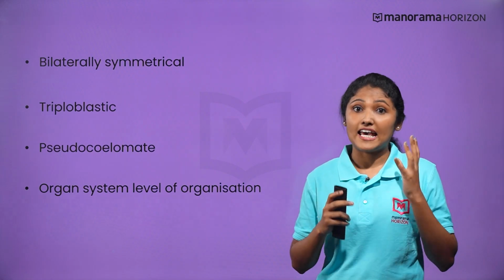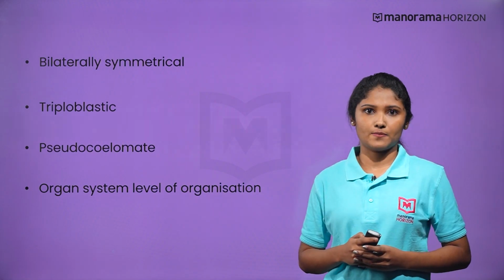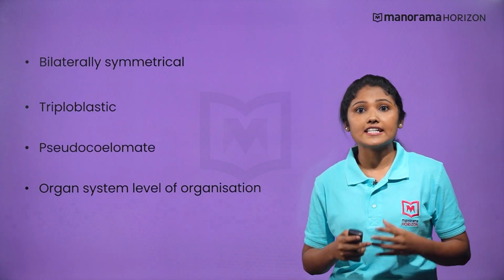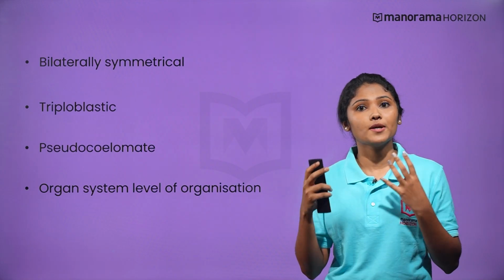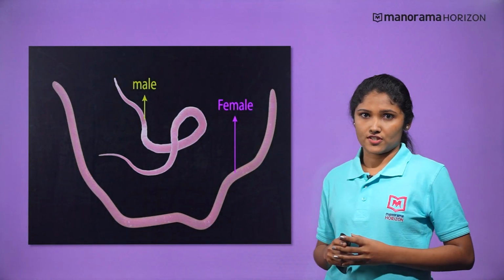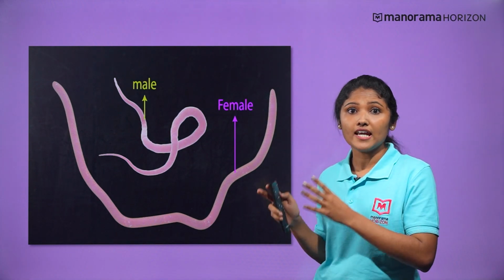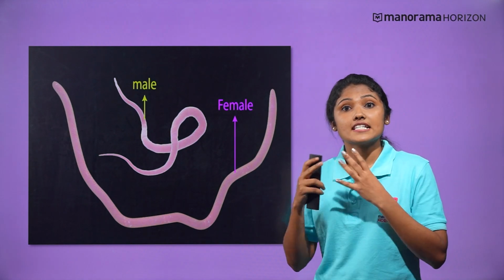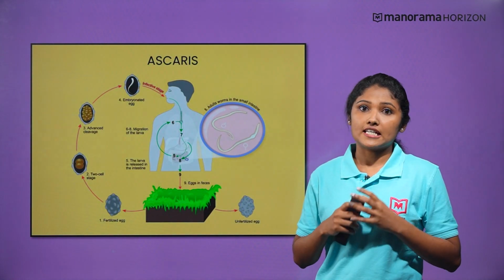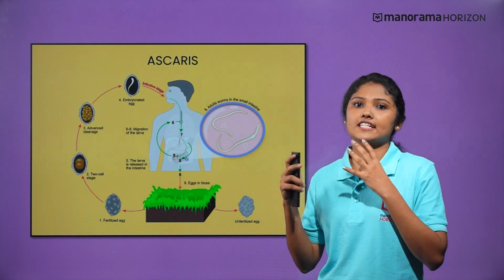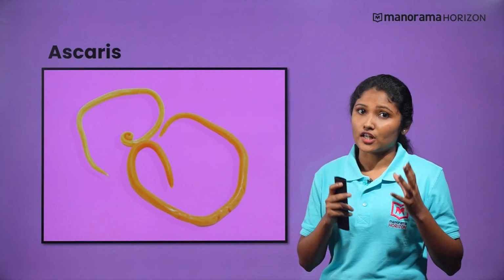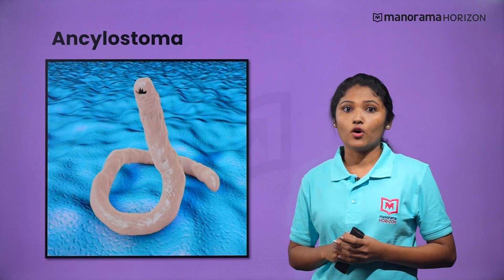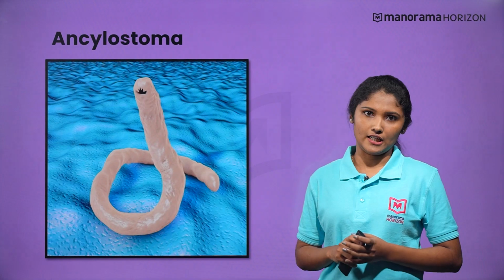They have a well-developed alimentary canal with a muscular pharynx. The excretory system possesses an excretory tube which eliminates waste to the outside via an excretory pore. They are dioecious. Here you can see that the female roundworms are larger than male roundworms. So the sexes are separate. Fertilization is internal with direct or indirect development. Ascaris or roundworm, Wuchereria or filarial worm, Ancylostoma or hookworm are some members of this phylum.